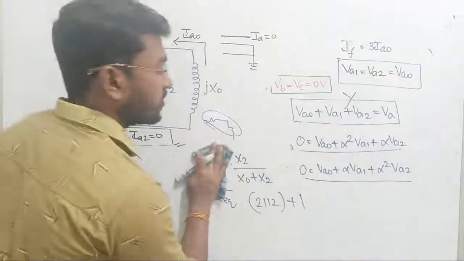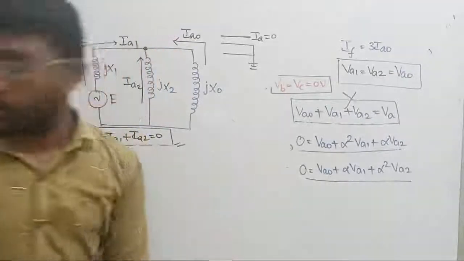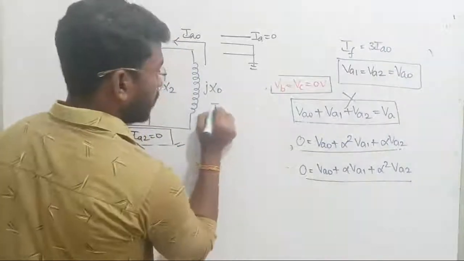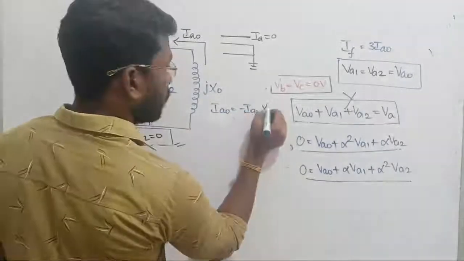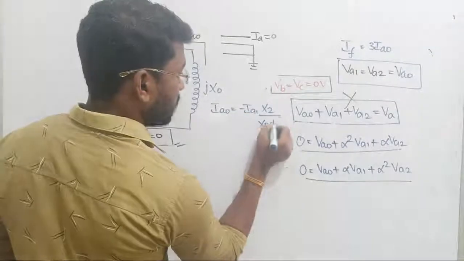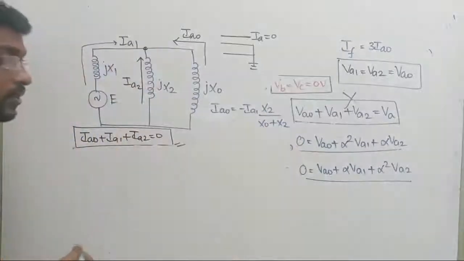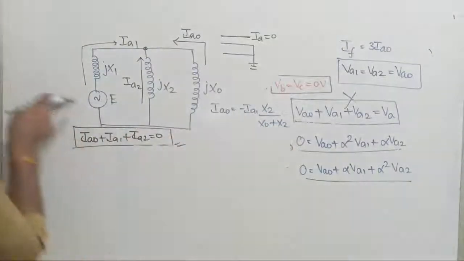Now just observe your circuit. Anyway, no problem. You know how to write this one. IA0 can be written as minus IA1 into x2 upon x0 plus x2. Let me keep it aside. Shall we proceed further? Take your circuit. IA1 is our target.